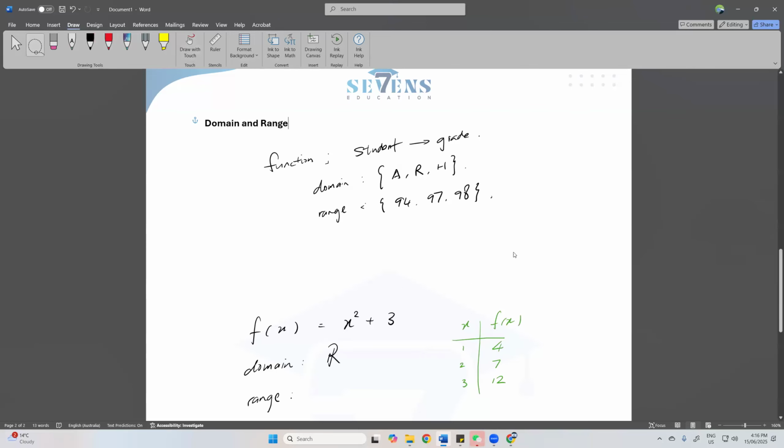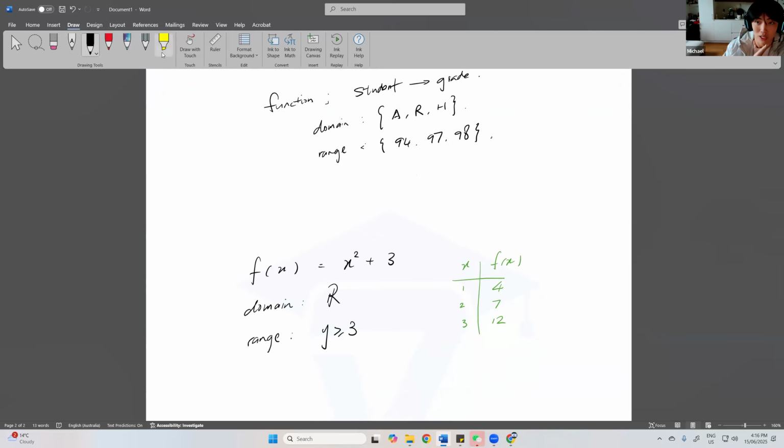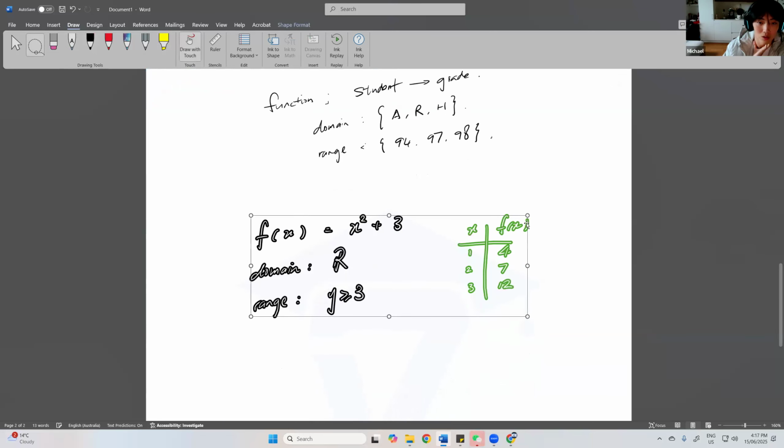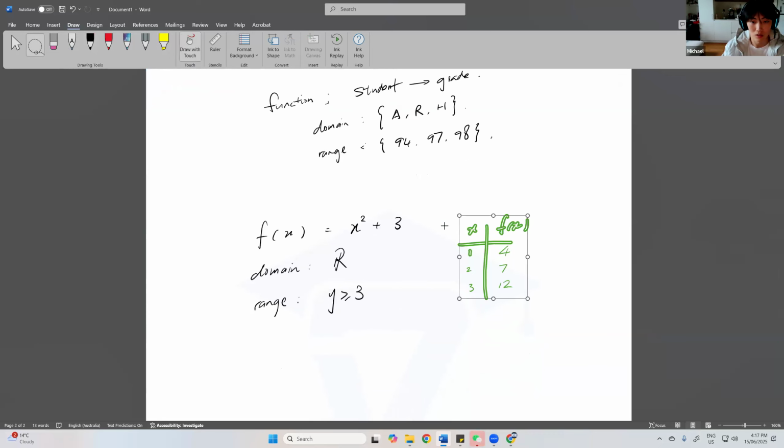Adriana, is there any question? Wait, so is the domain the x values and the range the y values, or the f? Yes. But you don't want to think about it that way, because a lot of questions could be abstract, like the first one. But if you see an equation, then yes, you can think about it that way.